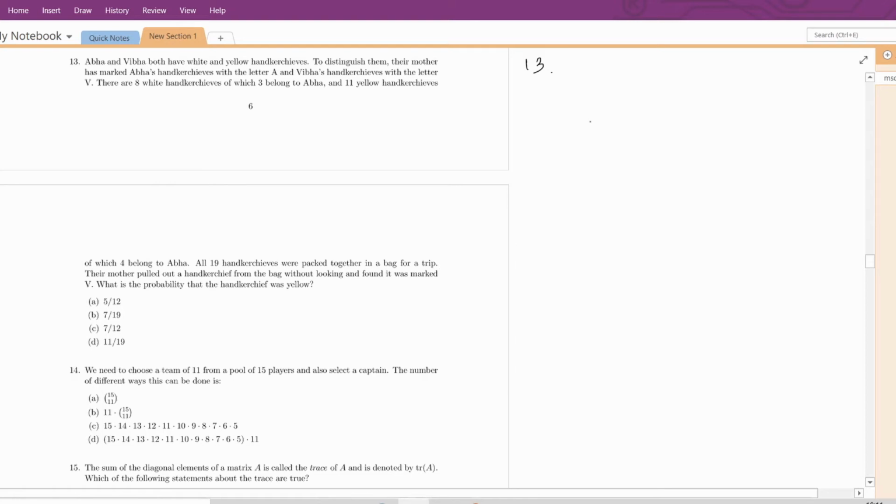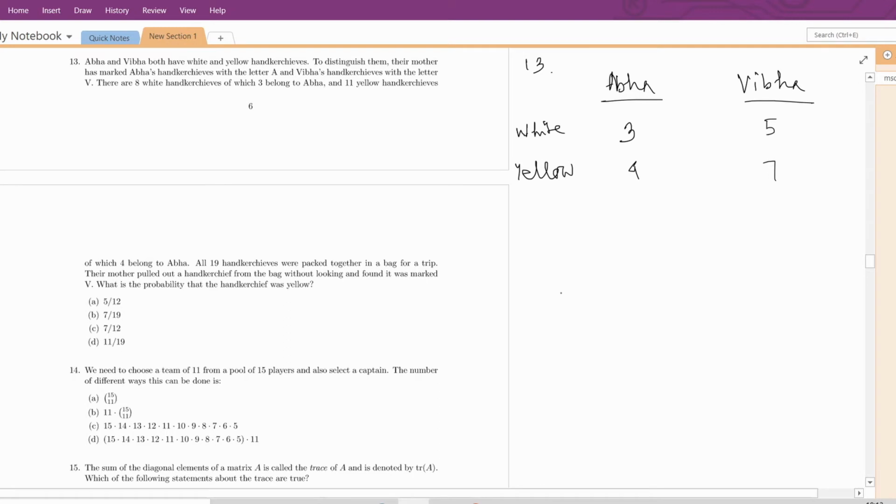To distinguish them, their mother has marked Ava's handkerchief with the letter A and Viva's handkerchief with the letter V. There are 8 white handkerchiefs, of which 3 belong to Ava. Ava has 3 white handkerchiefs, so Viva has 5 white. And similarly, among the 11 yellow handkerchiefs, Ava has 4 and Viva has 7. All these 19 handkerchiefs were packed together in a bag.